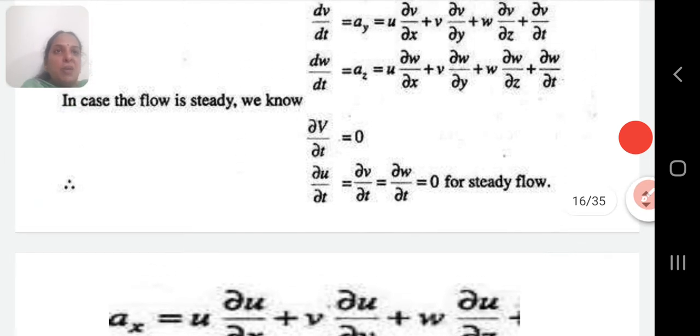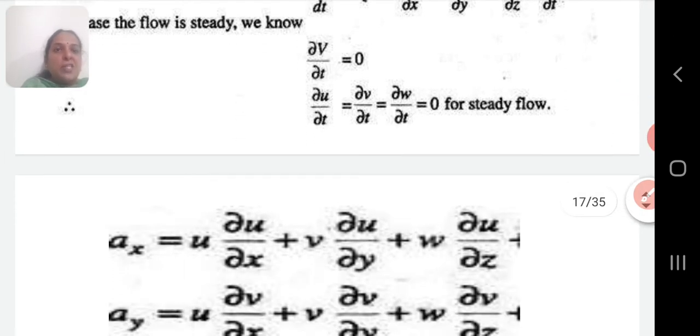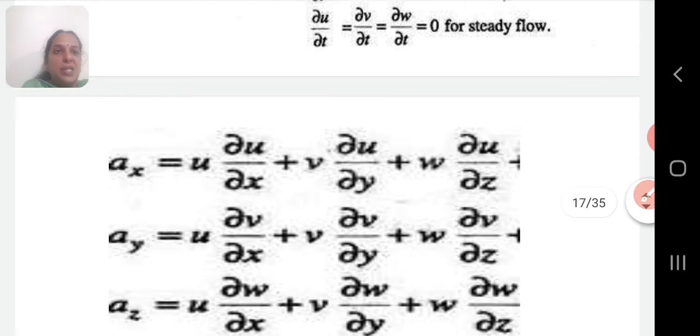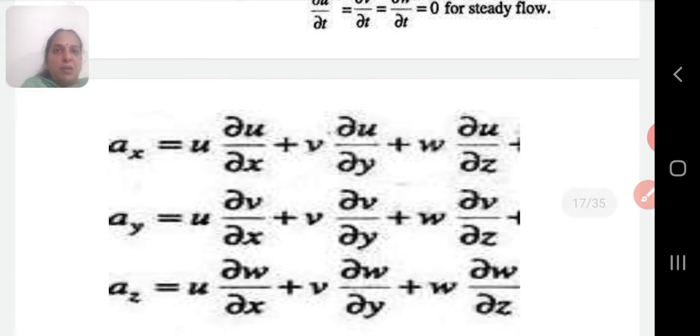So the equation will become, here we have already shown that it has been removed, a_x is equal to u into ∂u/∂x plus v into ∂u/∂y plus w into ∂u/∂z. Similarly, we get the equations for a_y as well as a_z. So a_y is u into ∂v/∂x plus v into ∂v/∂y plus w into ∂v/∂z.